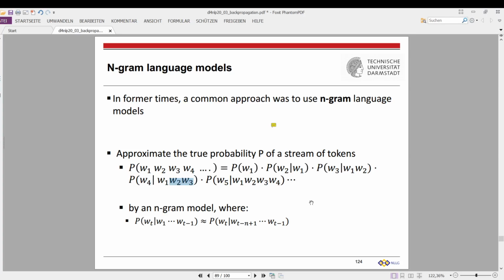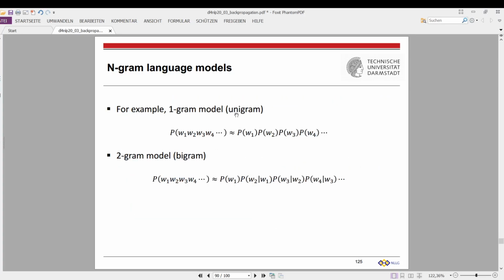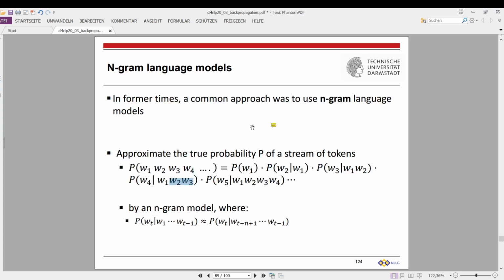The same is true for this. If we make it by example, then a 1-gram language model approximates the true joint probability of this sequence of tokens by the marginal probability of each token. Because a unigram language model takes a history of size 0 into account, and if we have a size 0 history, then all these conditional probabilities just become unconditional probabilities.